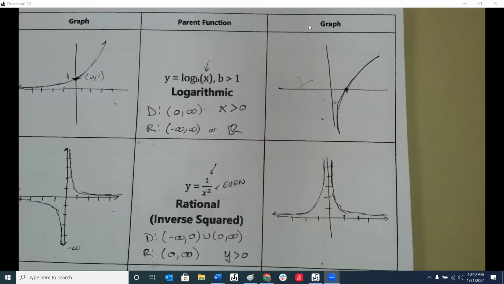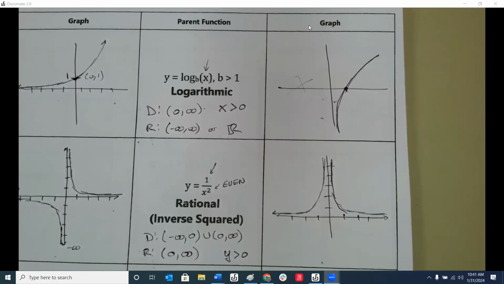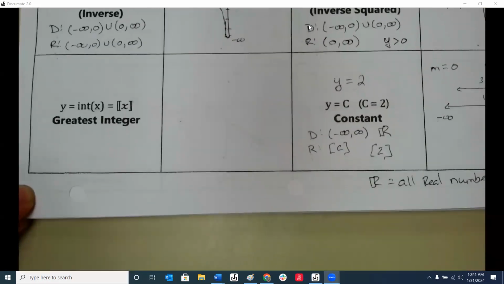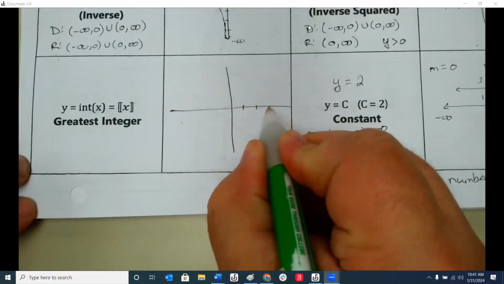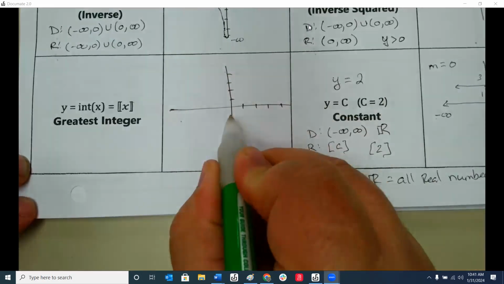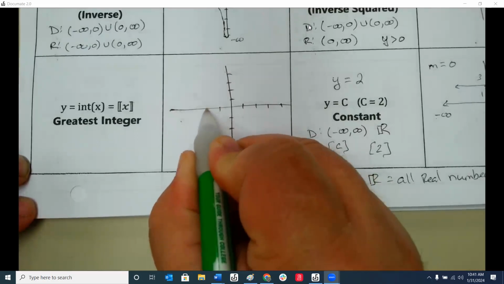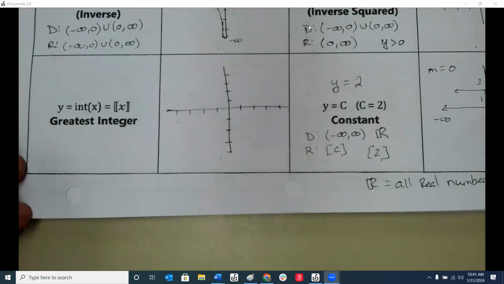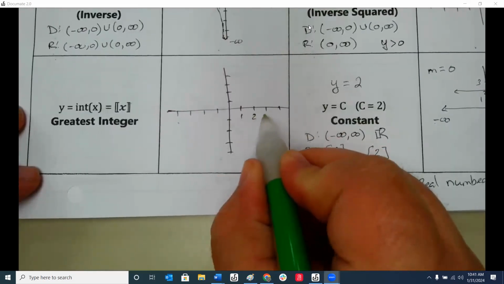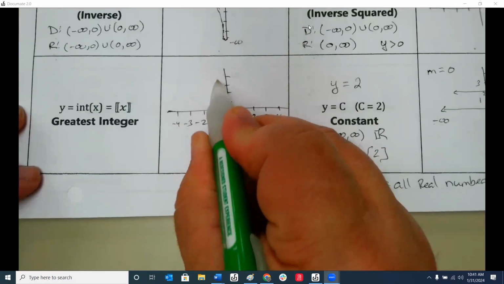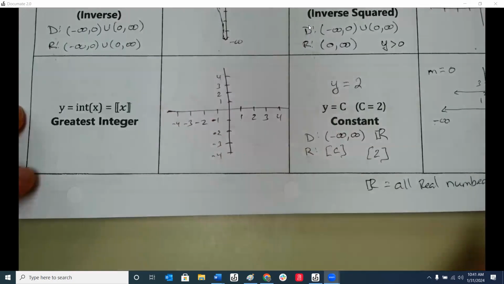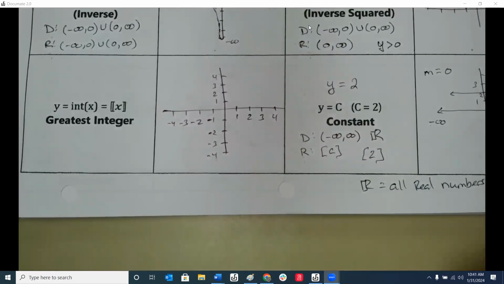And the last one is the greatest integer function. How many of you have seen that function before? You've probably seen it once before, but you never really used it. An example of this one would be human population. x is always time. So we have the first year, the second year, third year, fourth year, and we can go back in time. When you deal with population, can you have decimals of population? No.